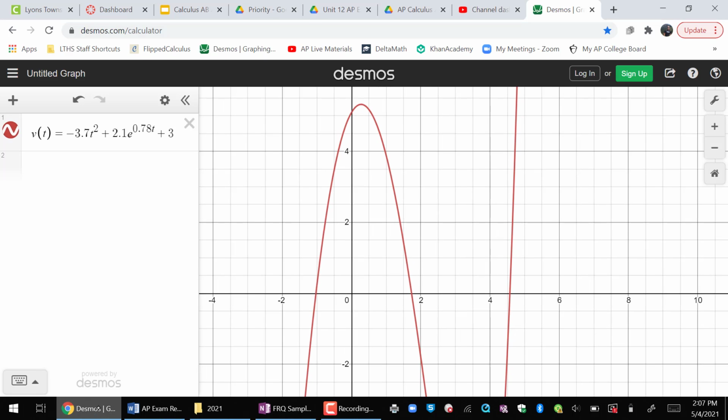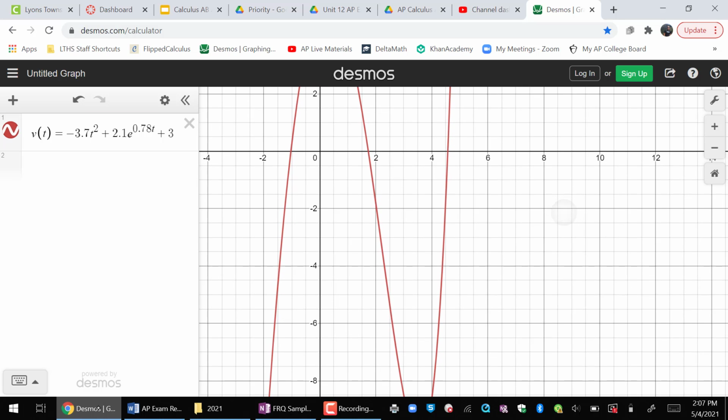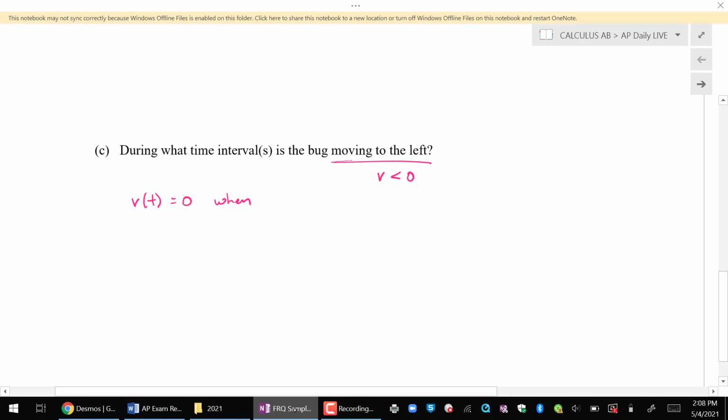So here's a picture of the velocity of the bug, the graph of it, I should say. And it looks like I have a time right there at 1.733, another one here at 4.574. But because the question is asking for when the bug is moving left, I'm interested in when the velocity is negative. So here's my picture. The velocity is clearly below the t-axis from the time of 1.733 over to the time of 4.574. And so that interval would be my solution to this last problem.